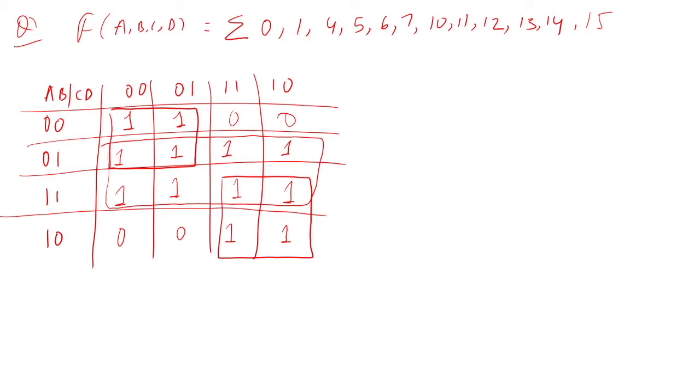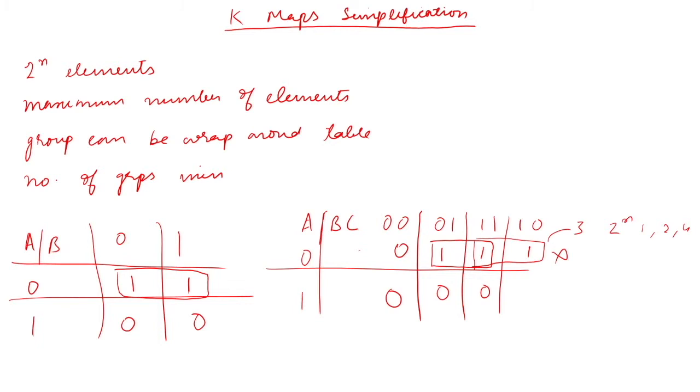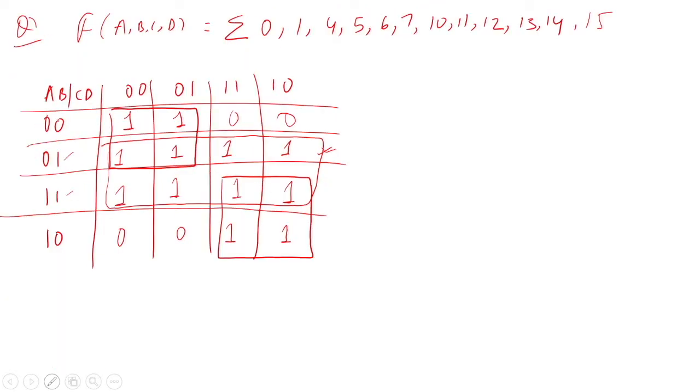Now we can write the simplified form for this big box. What we can do is here B is common. Here this B is common, then B. And for this big box, nothing is common in CD. So for the big box it is B.